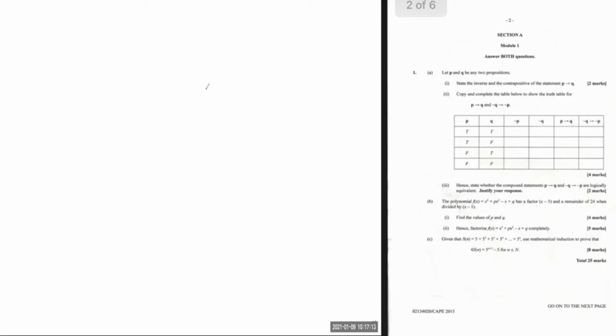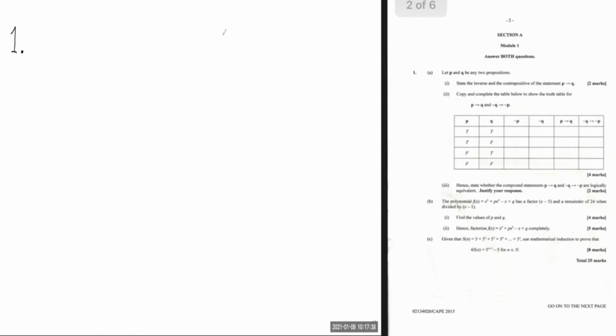All right, welcome, welcome. Today we're going to be going through the 2015 paper 2, nice and easy. So question 1. Question 1 starts by telling you, let P and Q be two propositions, and it says state the inverse and the contrapositive of the statement P implies Q.